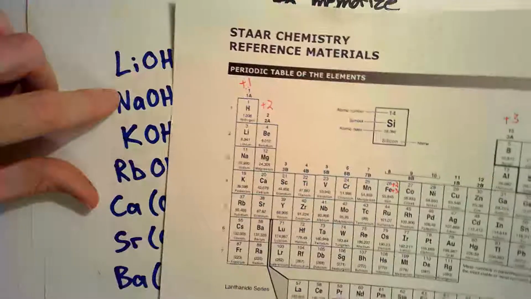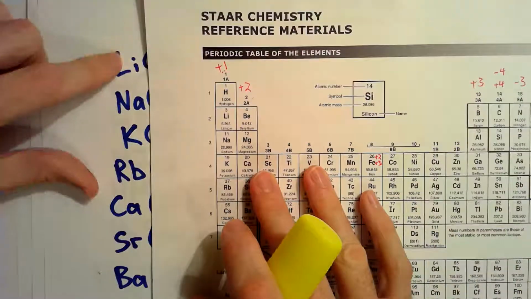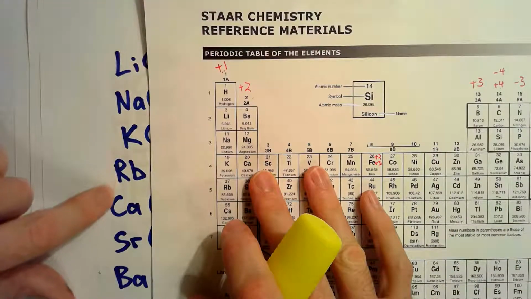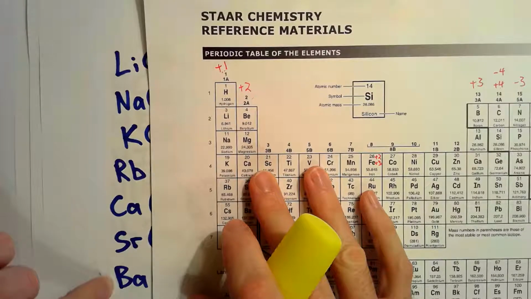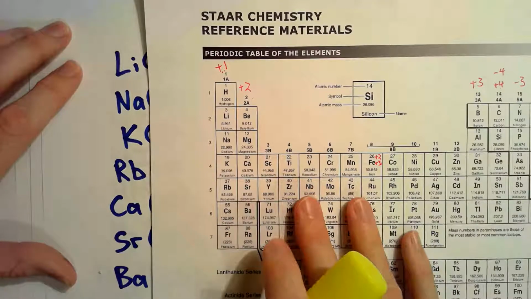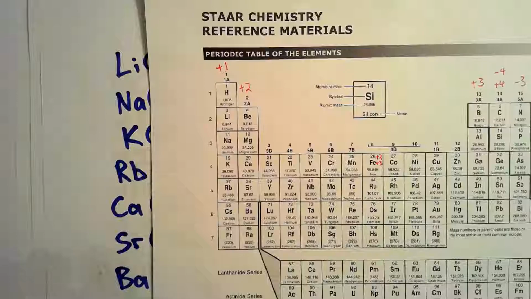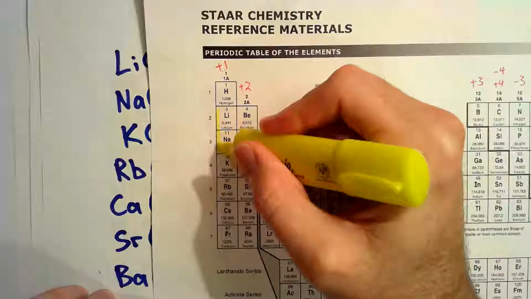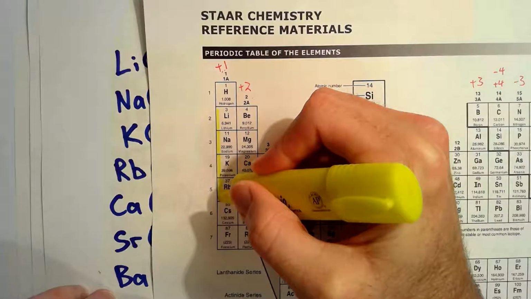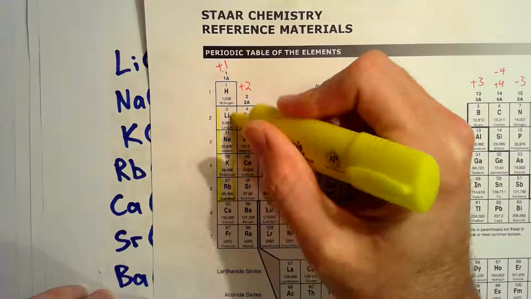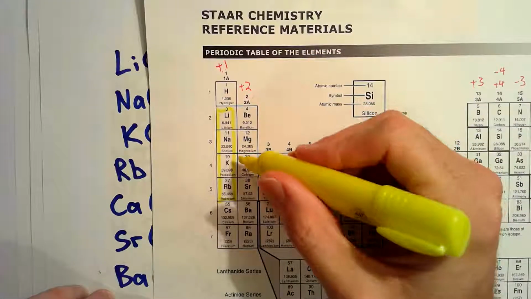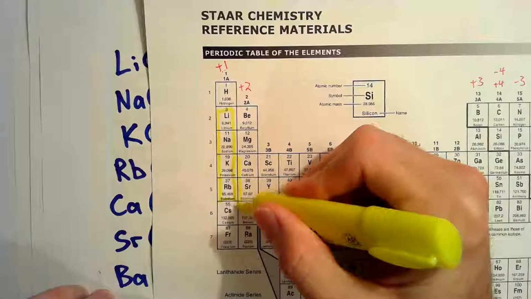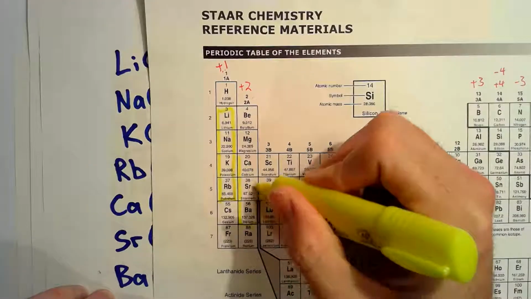Notice that if I cover up all of these, these are all group 1 and group 2 metals, or group 1 and group 2 anions. So if I look, this is lithium, sodium, potassium, and rubidium here. And this is calcium, strontium, and barium here.